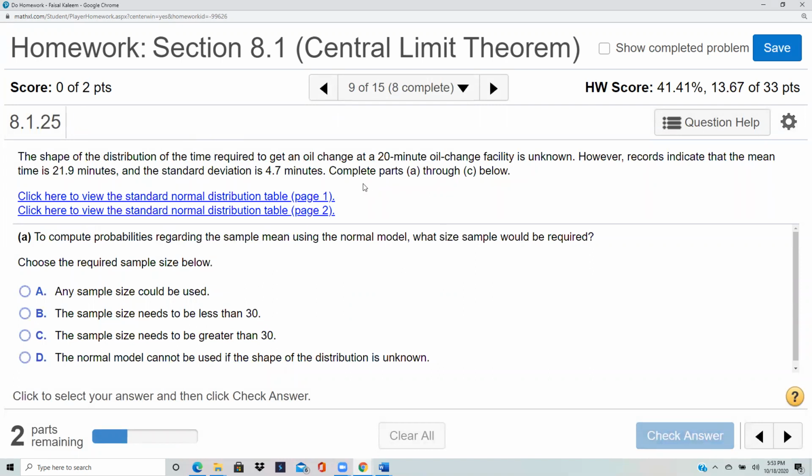Okay, the distribution of the time required to get an oil change at the 20-minute facility is unknown. However, records indicate that the mean time is 21.9, the standard deviation 4.7. To compute the probabilities regarding the sample mean using a normal model, what sample size is required? So we need greater than 30 because we are not told that the original distribution is normal. So the sample size needs to be greater than 30.